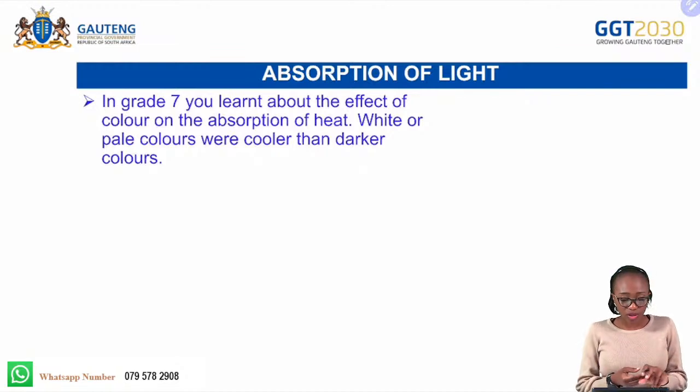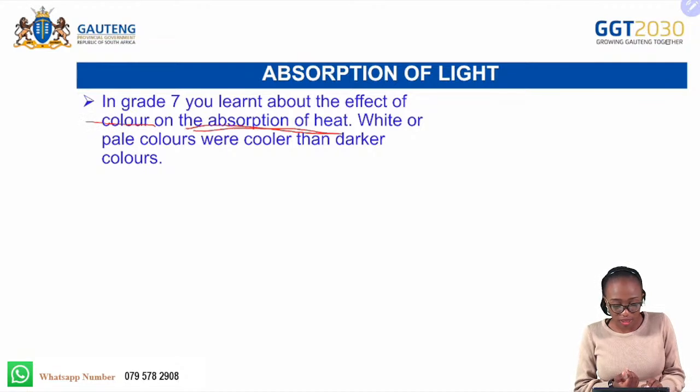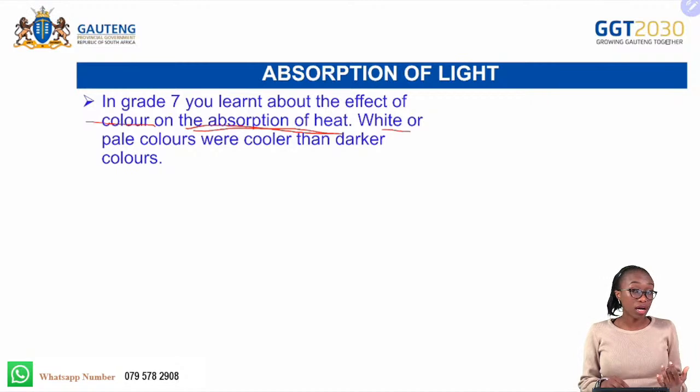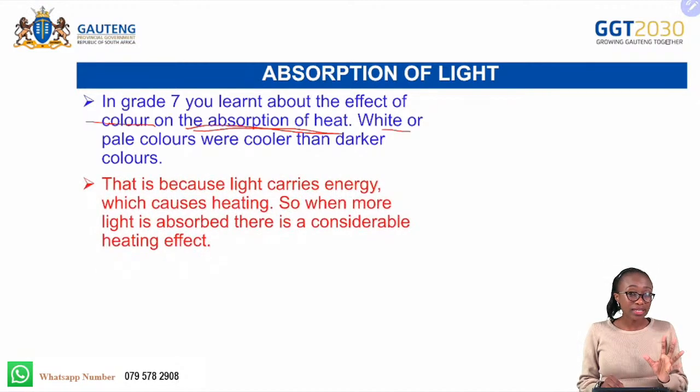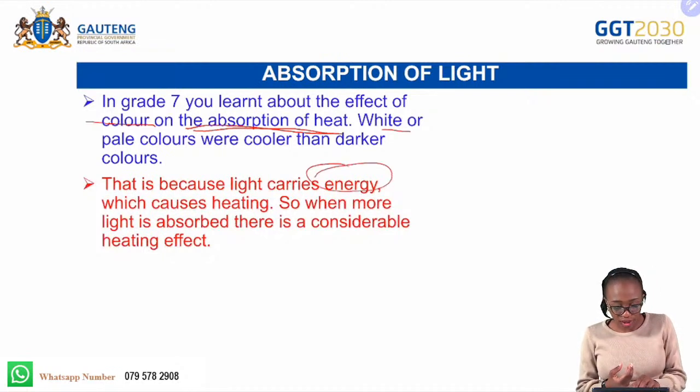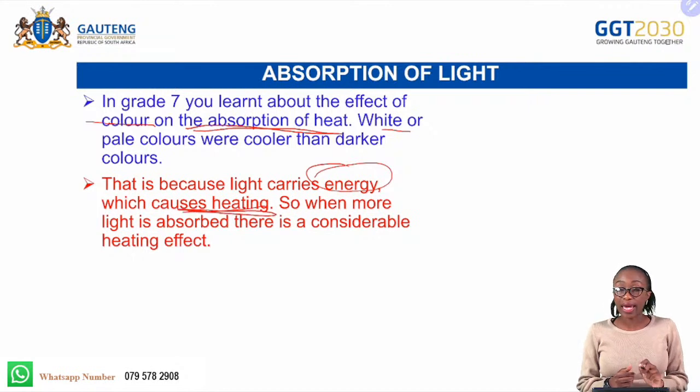In the 7th grade, you learned about the effect of color on the absorption of heat. White or pale colors are cooler than dark colors. If you remember that from grade 7, the white or lighter colors are cooler than the darker colors. That is because light also carries energy. Light carries energy, which causes heating at the end of the day.